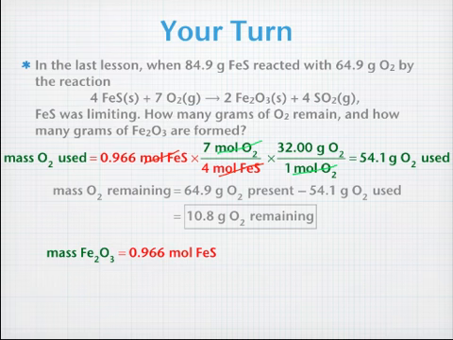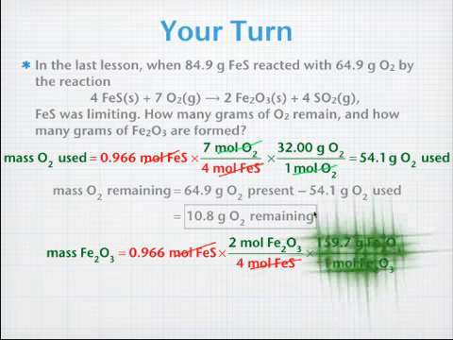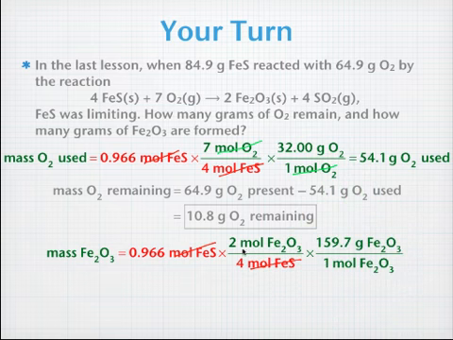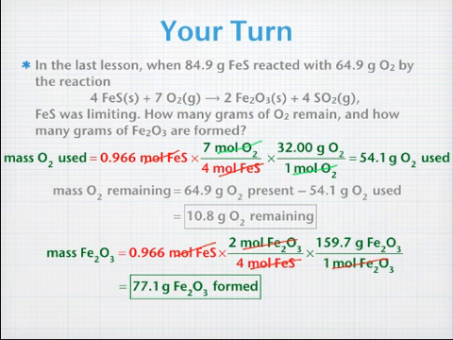Continuing on for the product, the mass of the Fe2O3 is going to start with the limiting reactant. We're going to multiply by the mole ratio, cancel out the moles of the FeS, and we have 2 moles of iron 3 oxide on the top. Multiply by the molar mass of the iron 3 oxide, cross off the moles of the Fe2O3, and you should have gotten 77.1 grams of Fe2O3 formed.